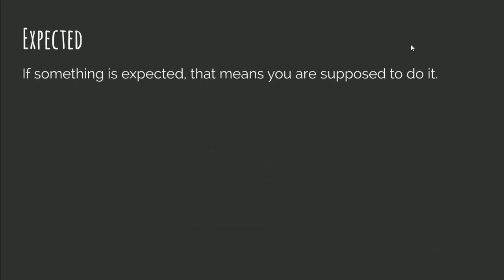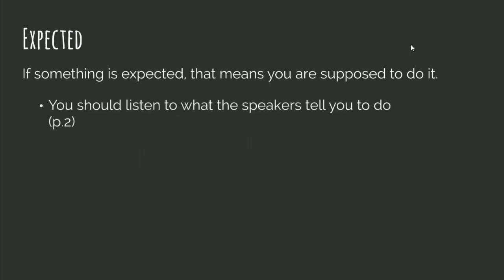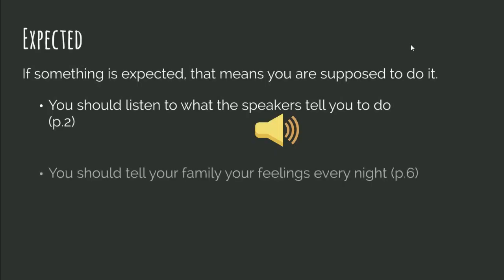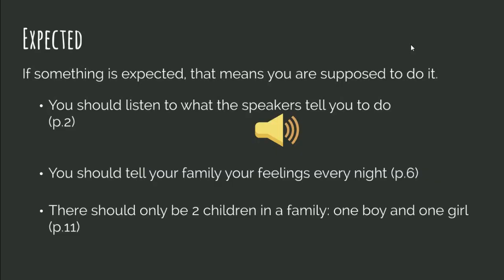Here are some actions that are expected. That means that you're supposed to do it. You should listen to what the speakers tell you to do. You should tell your family your feelings every night. And there should only be 2 children in a family, 1 boy and 1 girl.